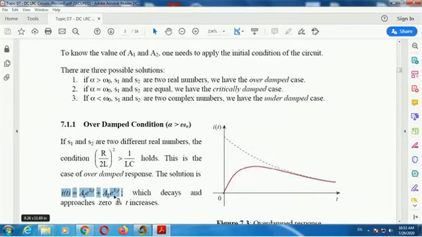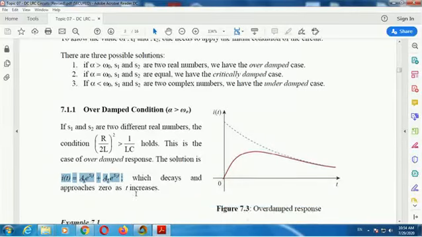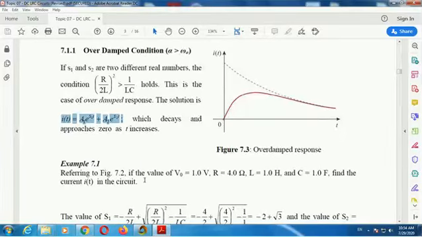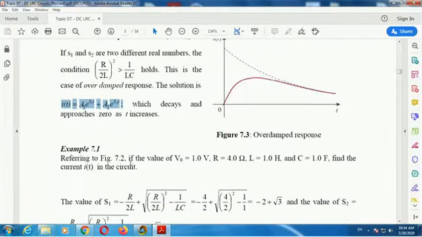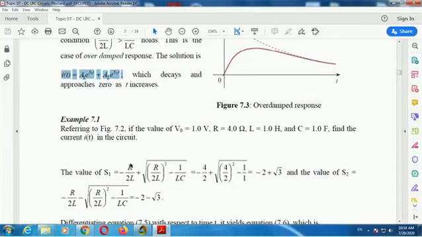The general solution is given by this one, i(t) equals A1 e^(s1 t) plus A2 e^(s2 t). This solution, in the exam, I didn't give. You must remember it. Okay? So how to find this one? We do an example. We will do this example in the full lecture.